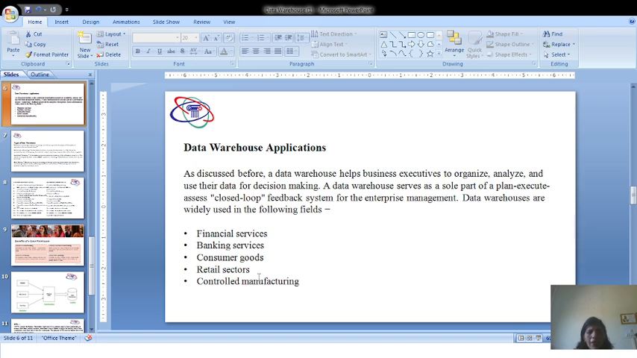Consumer goods: if we are making a mart, then we are selling and purchasing items, so how is our customer satisfaction and how are the goods going? Retail sector is related to selling and purchasing again. These are the applications where we can use the data warehouse to make business and take decisions, to analyze the data for decision making.